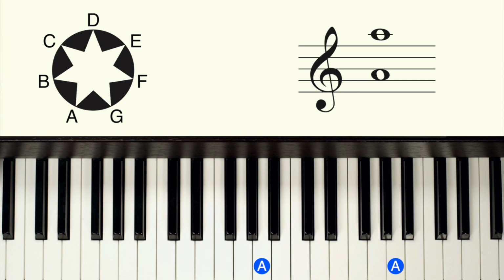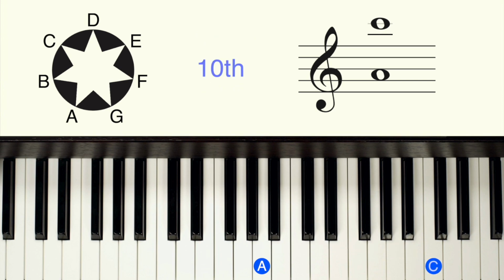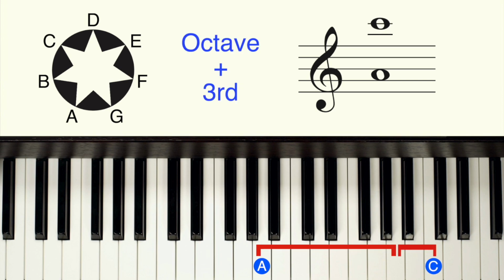Now there are intervals larger than the octave. You could go from this A, past the next A, up to B, and this would be a ninth. But you can see how it's really an octave plus a second. Go even farther and we have a tenth, which is an octave plus a third.